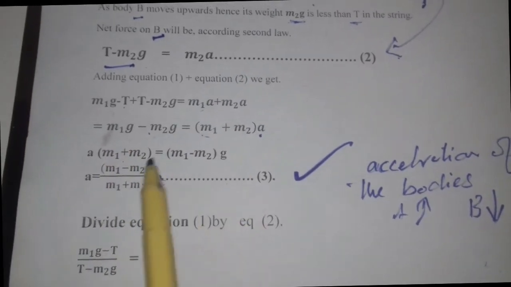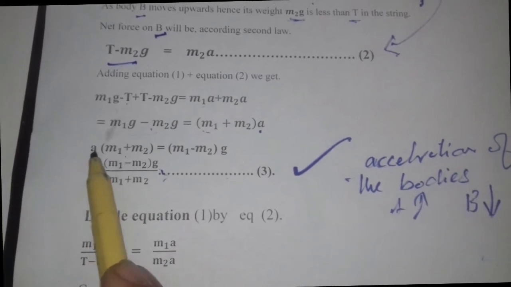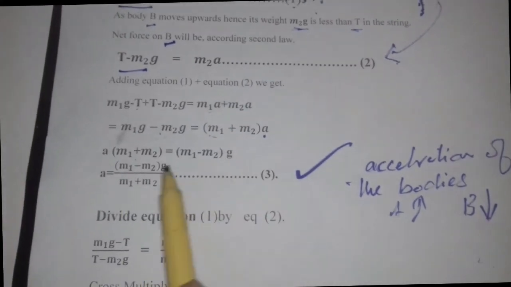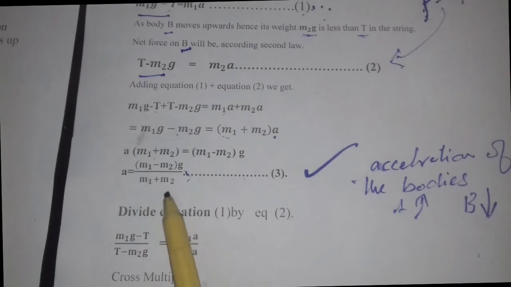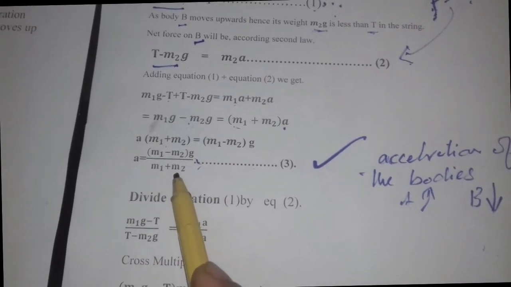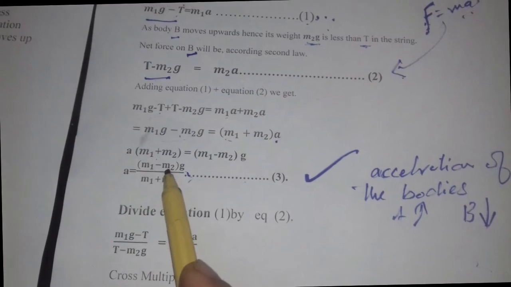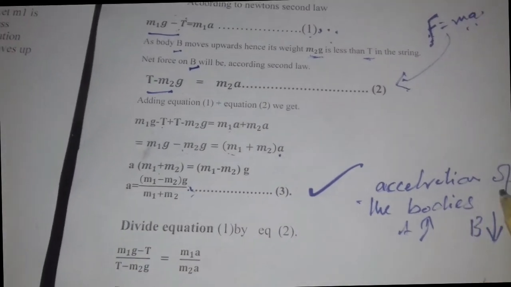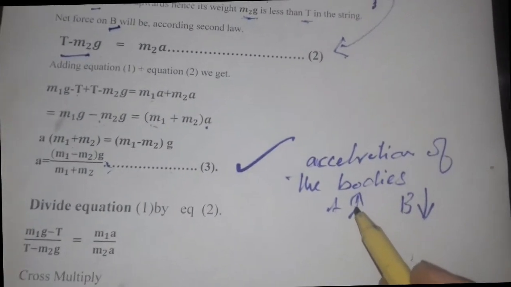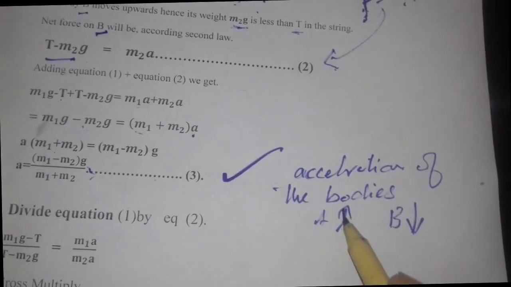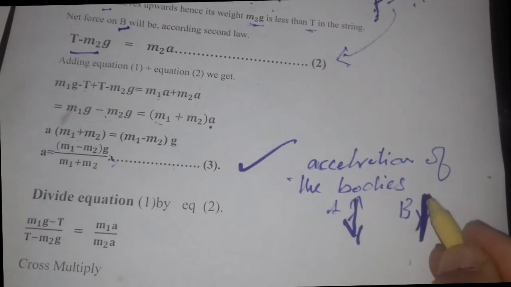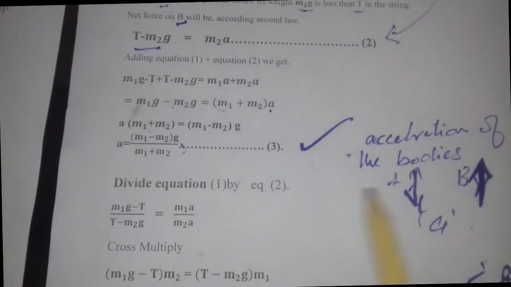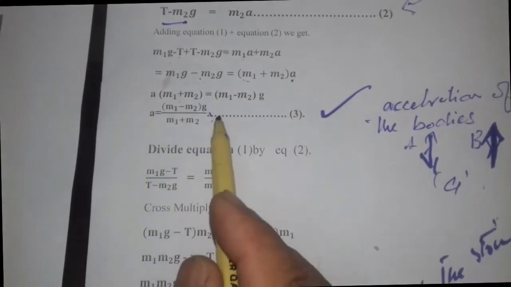We cannot change the signs, so here we can take a common as a times (m1 plus m2), and we take g common as g times (m1 minus m2). We divide by the factor m1 plus m2, and we get a equals (m1 minus m2)g divided by (m1 plus m2), which is the acceleration of the bodies while body A is moving down and body B is moving upward at the same time with the same acceleration a. We have the acceleration of both bodies by this equation.